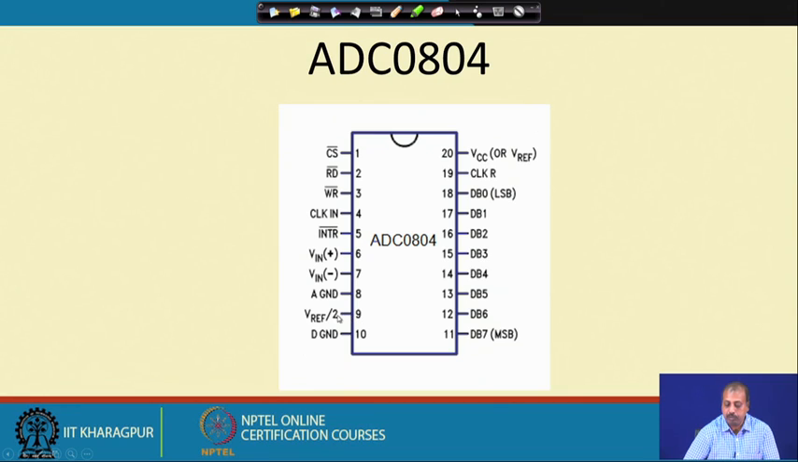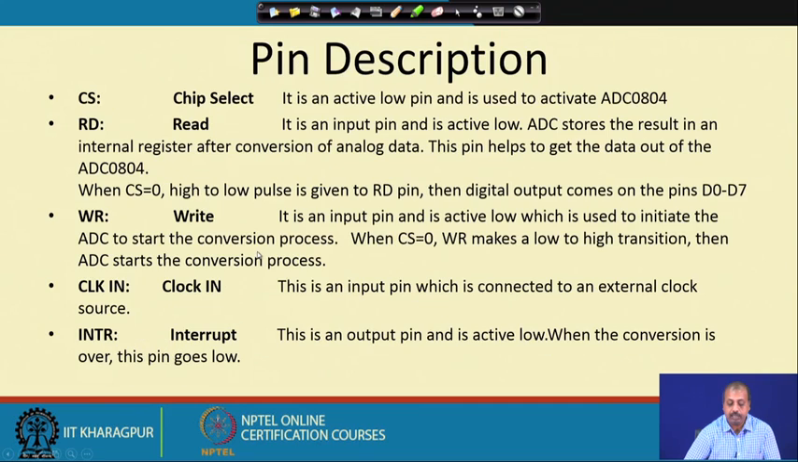So, Vref by 2. If your input voltage range is not in the range of 0 to 5 volt, or something less than that, you can connect some value here by which you can say that my input is not in that range, it will be less than that. That way it can be said.